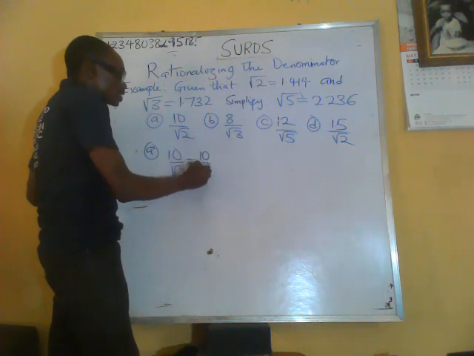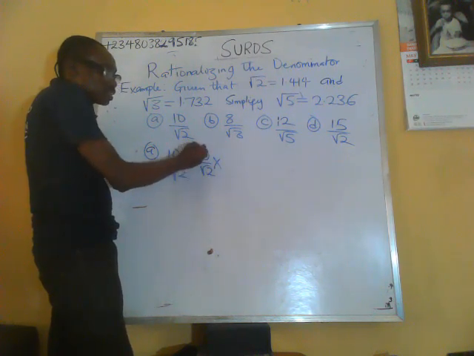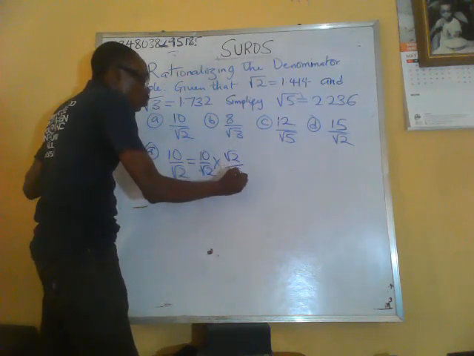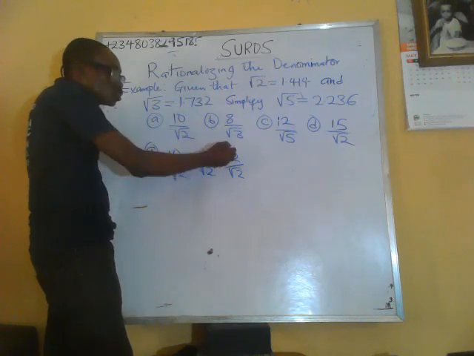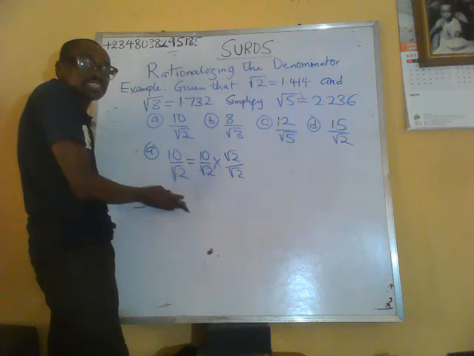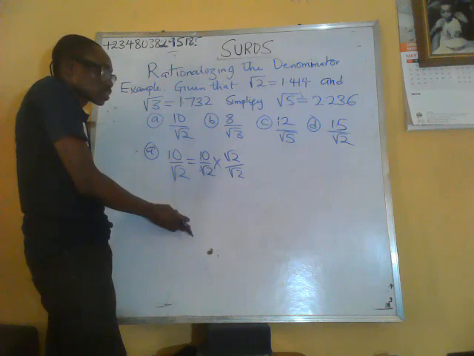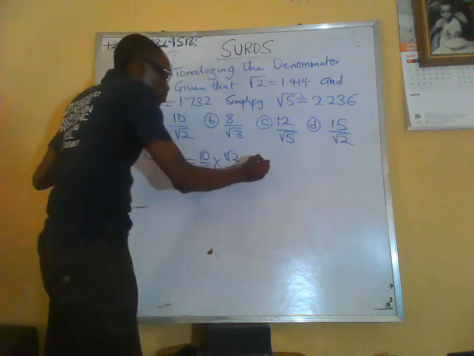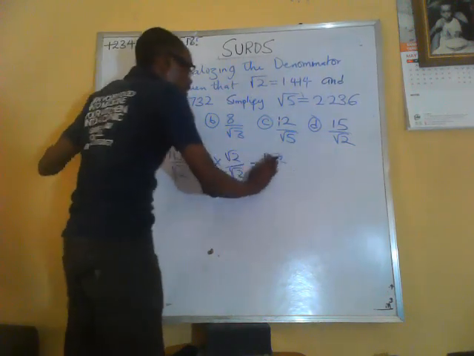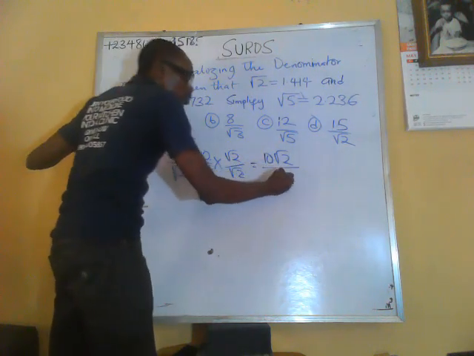To rationalize is just a question of multiplying this expression by root 2 over root 2, what you have in the denominator. Root 2 over root 2 is 1, so at the end of the day you're not changing anything. The value still remains. It's just like multiplying by 1. So when you do this, 10 times root 2 gives you 10 root 2, then root 2 times root 2 gives you 2.